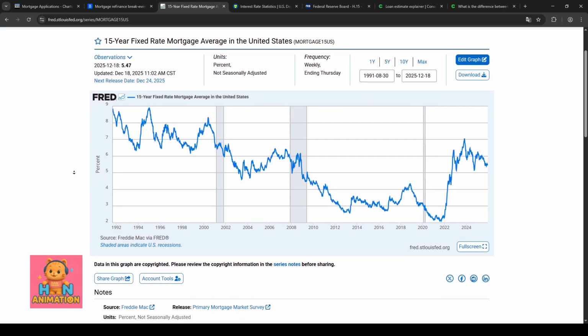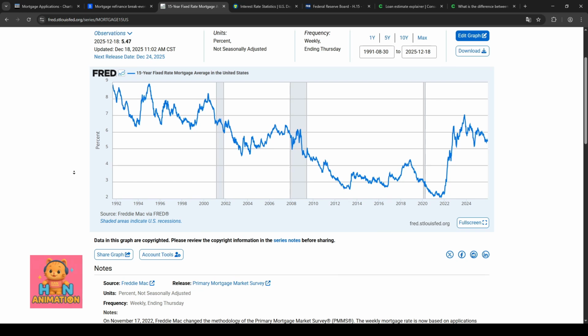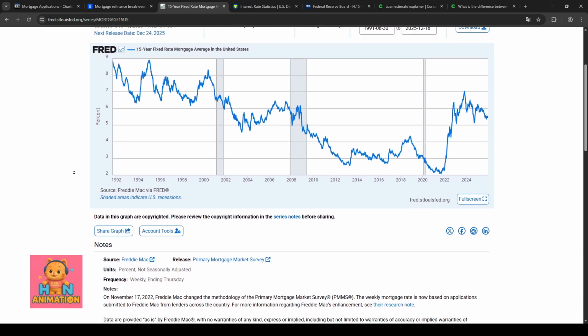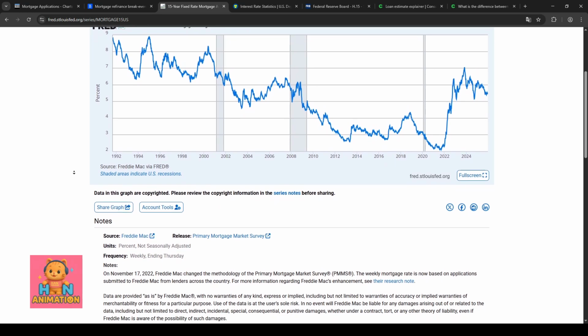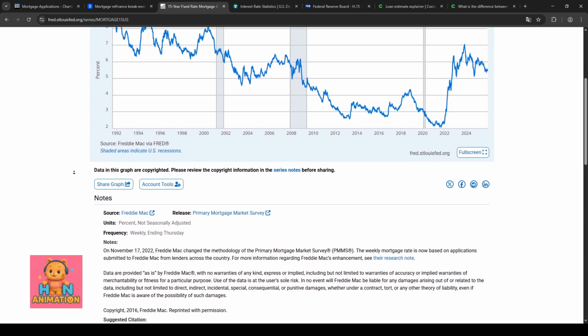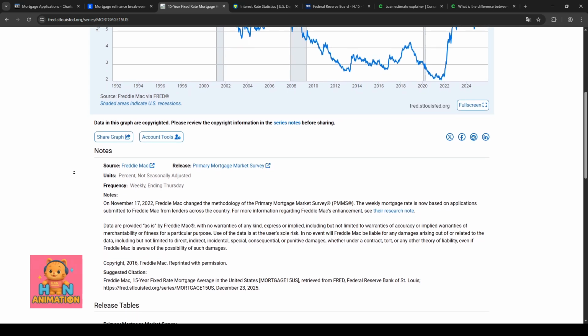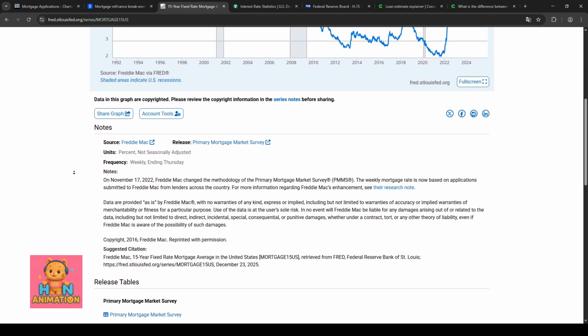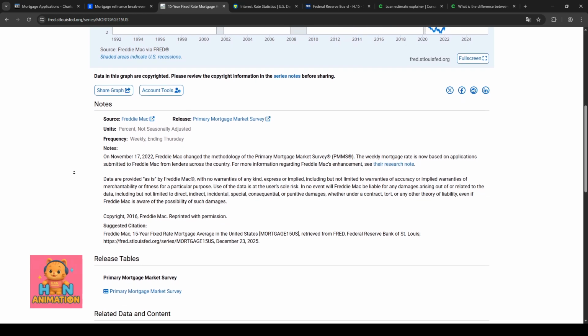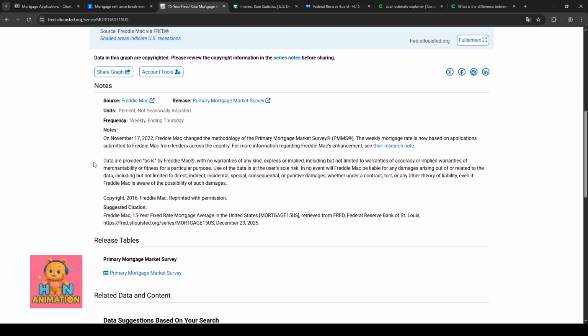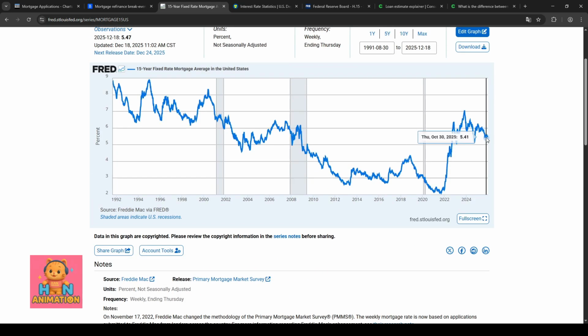But we still have points. Points change the math because they are upfront cost paid to buy down the rate. 1 point is 1% of the loan amount. On $350,000, 1 point costs $3,500. Say you are offered 2 choices. Option A, 6.25% with 0 points. Option B, 5.875% with 1 point, costing $3,500.